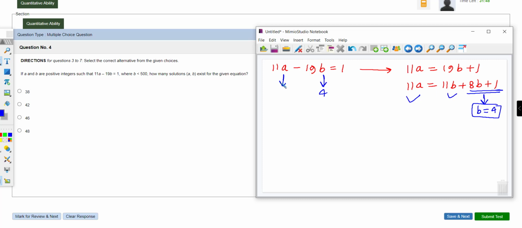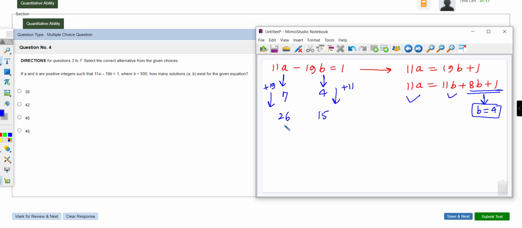If we put b is equal to 4, the value of a is going to be how much? 19 4s are 76, plus 1 is 77. So the value of a is going to be 7. So the first solution that we got is (7, 4). Now the value of a will keep increasing by 19, and the value of b will keep increasing by 11. So the next possible value of a is 19 plus 7, 26, and b is 11 plus 4, 15. This is the next possible solution.